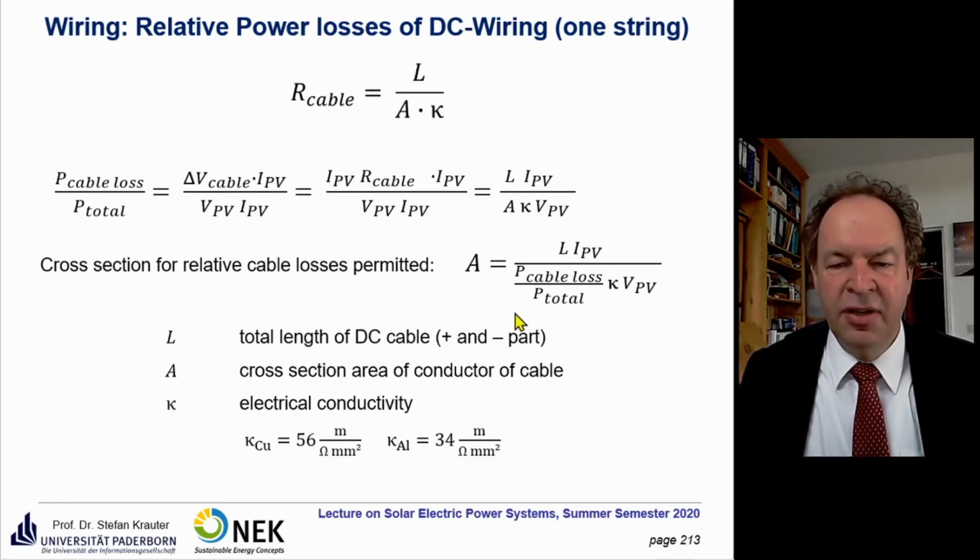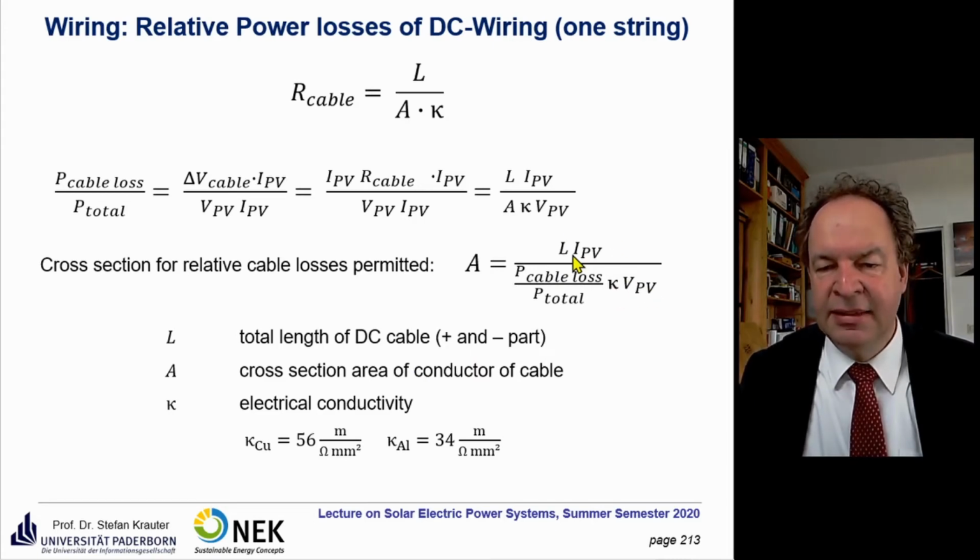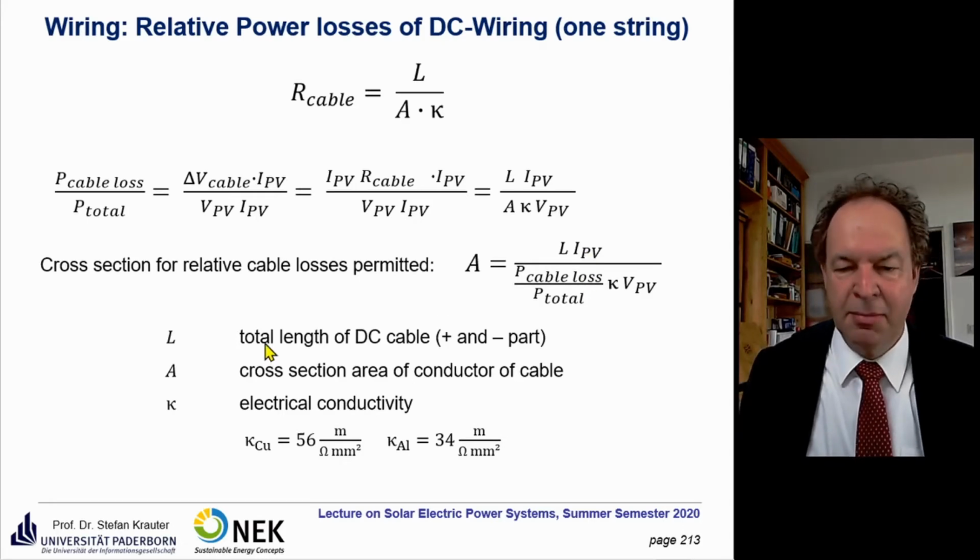If you say we permit, for example, 3% of losses, you put 0.03 inside here. You have the electric conductivity, the voltage, and here the length of your cables and the current going through them, for example, at the maximum power point.